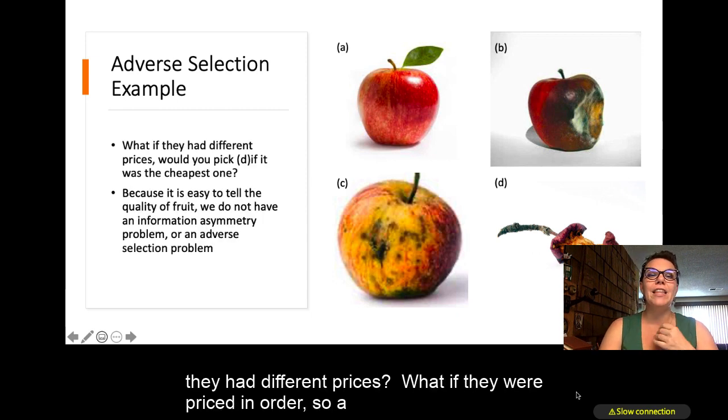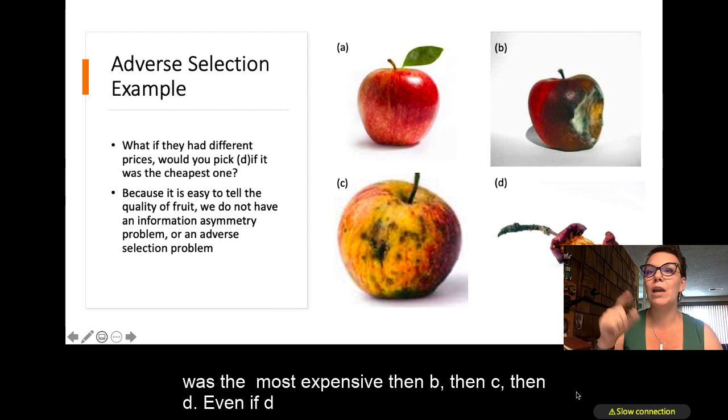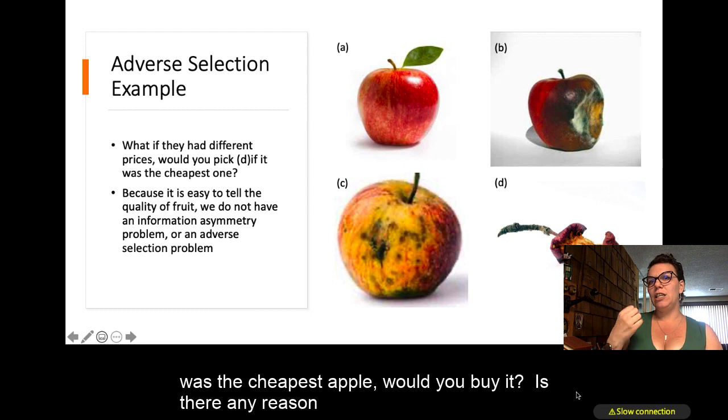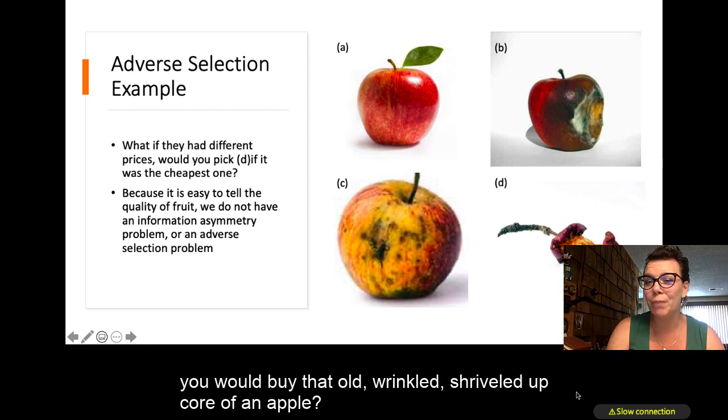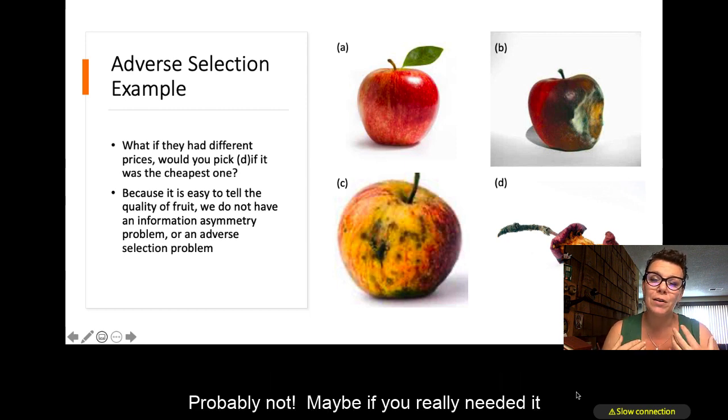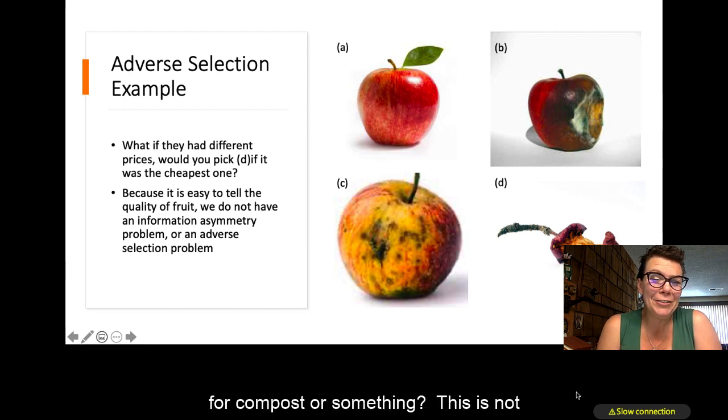What if they had different prices? What if they were priced in order? So A was the most expensive, then B, then C, then D. Even if D was the cheapest apple, would you buy it? Is there any reason you would buy that old, wrinkled, shriveled up core of an apple? Probably not. Maybe if you really needed it for compost or something?